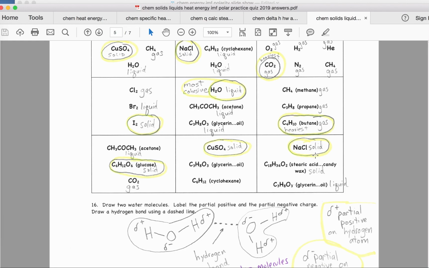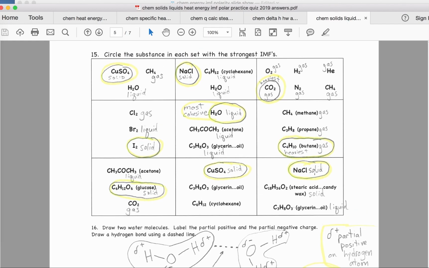Ordinary table salt. Now, how did I know this salt was stuck together better than, say, the wax? Well, think about melting it. The wax would melt a lot easier. In fact, we did melt it in class. A lot easier than the salt, which we can't even melt. So even if you've got two solids, just think, which one's easier to melt? That's the one that's not stuck together as much. It has weaker IMFs. So really just think about what these things would look like in the room.